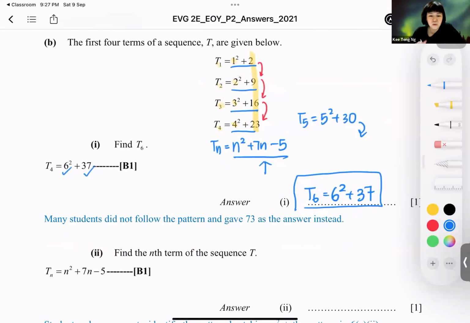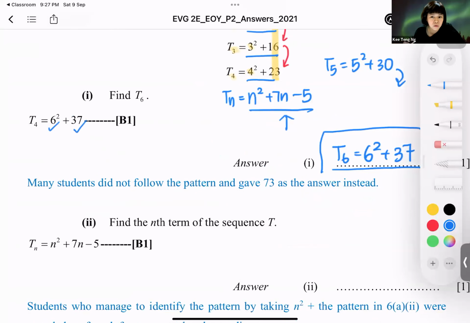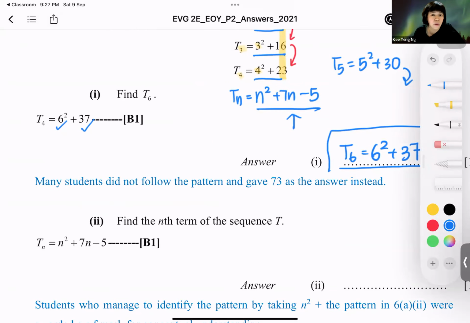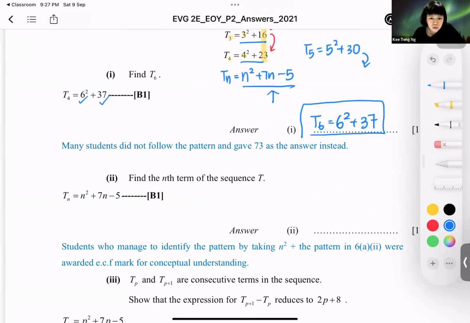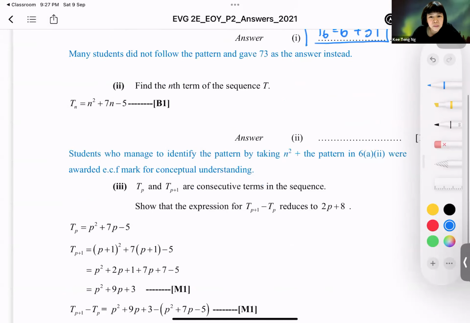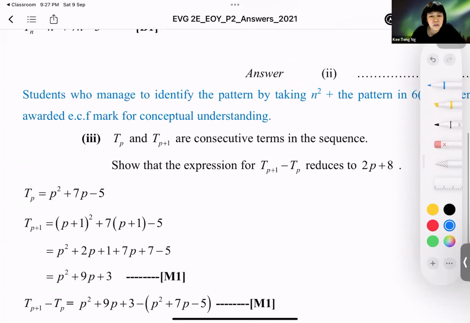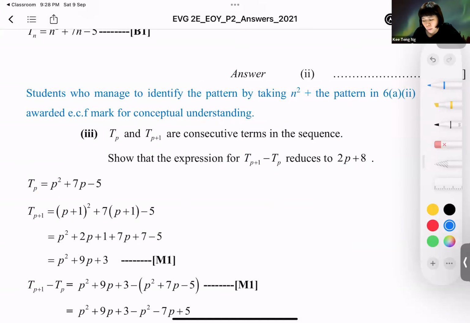You see, the teacher says most of the students did not follow the pattern and gave the answer 73 instead. Therefore, they cannot get the correct answer. For the earlier part of the sequence, we already found the answer, so we're going to skip that. Next one. TP and TP plus 1 are consecutive terms in the sequence. Show that it can reduce to this. So let me do it one by one first.